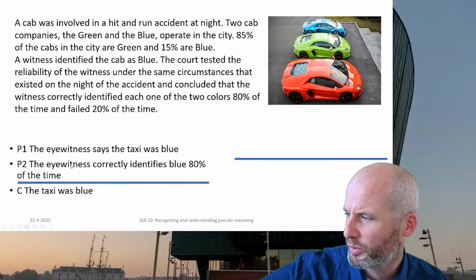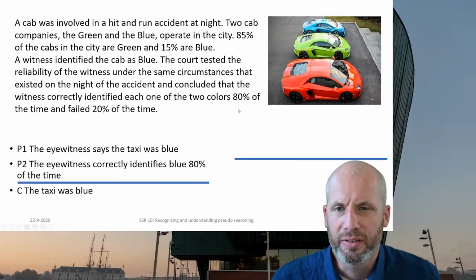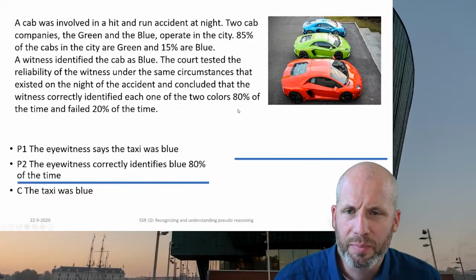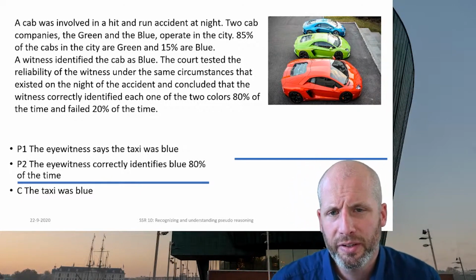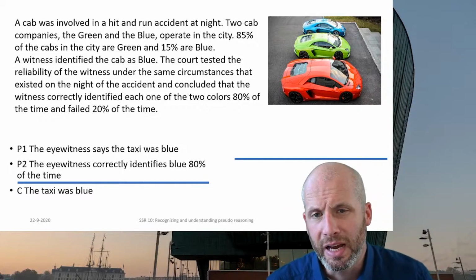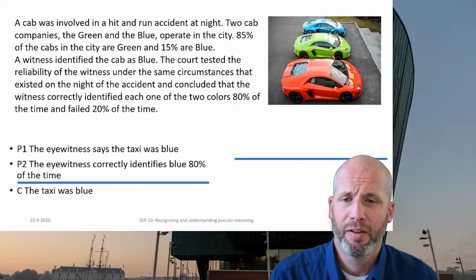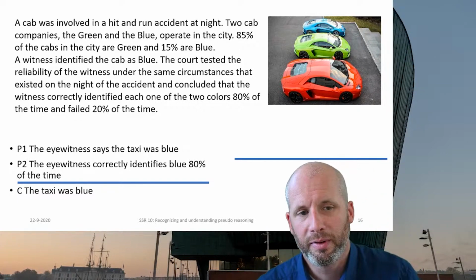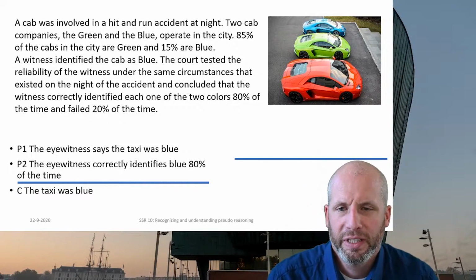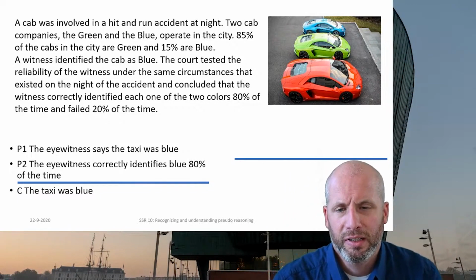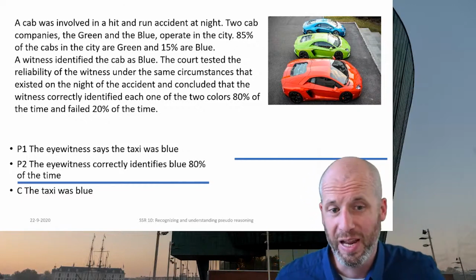So if somebody were to argue on the basis of the information here, so there's some information, a cab was involved in a hit and run, two cab companies, the green and the blue, operate in the city, 85% of the cabs in the city are green, 15% are blue, a witness identified the cab as blue. The court tested the reliability of the witness under the same circumstances that existed on the night of the accident and concluded that the witness correctly identified each one of the two colors 80% of the time and failed 20% of the time. And then somebody goes on to argue on the basis of this information. P1, the witness says the taxi was blue. P2, the eyewitness correctly identifies blue 80% of the time. Therefore, the taxi was probably blue.